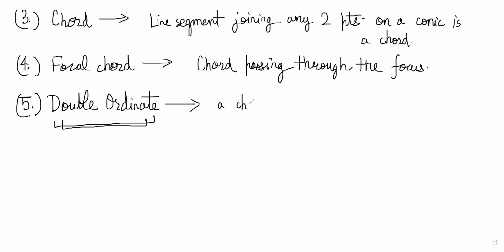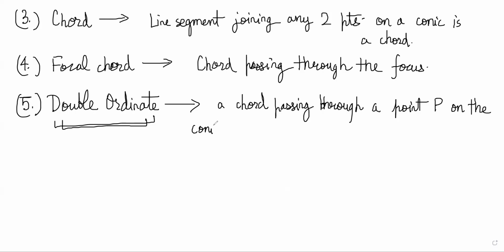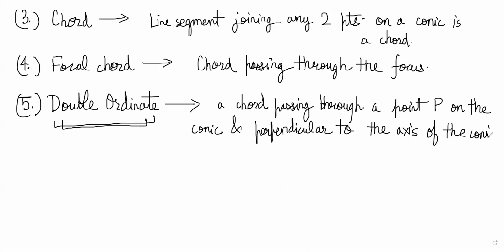So this is a chord passing through a point P on the conic and perpendicular to the axis of the conic. Perpendicular to the axis of a conic. That will be known as the double ordinate of point P. Double ordinate of point P.